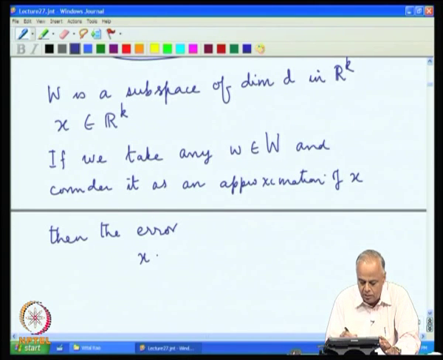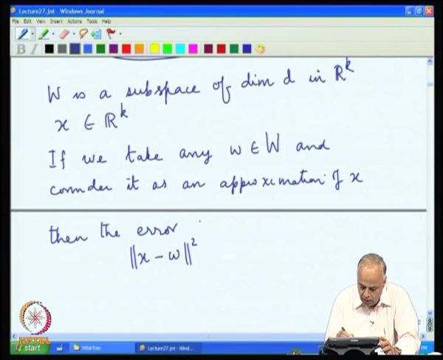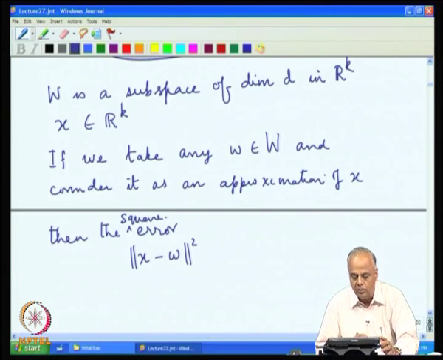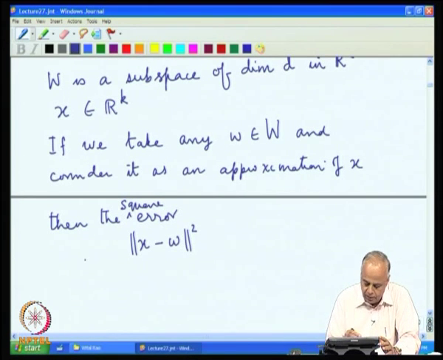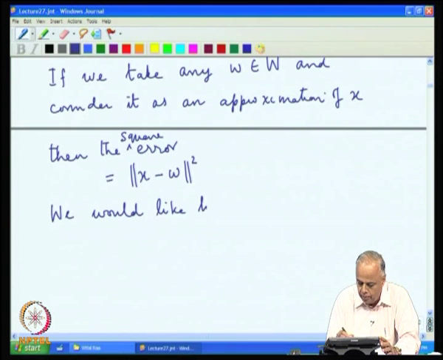So, we wanted x, we are approximating it by w. So, the error vector is x minus w, and this is called the square error. The square error is the length of the error vector squared. Then the error we get is this. We would like to minimize this error.